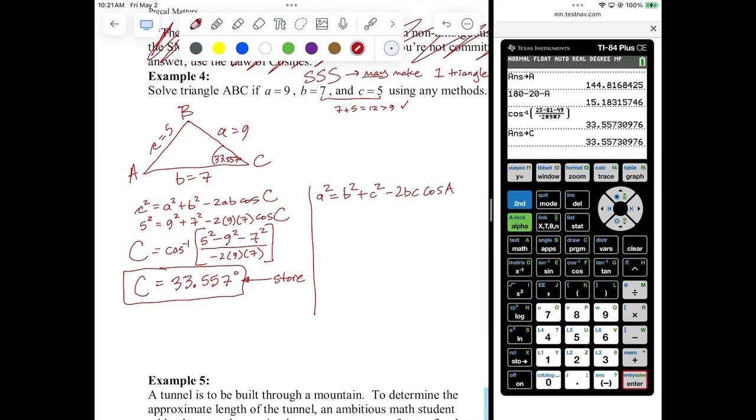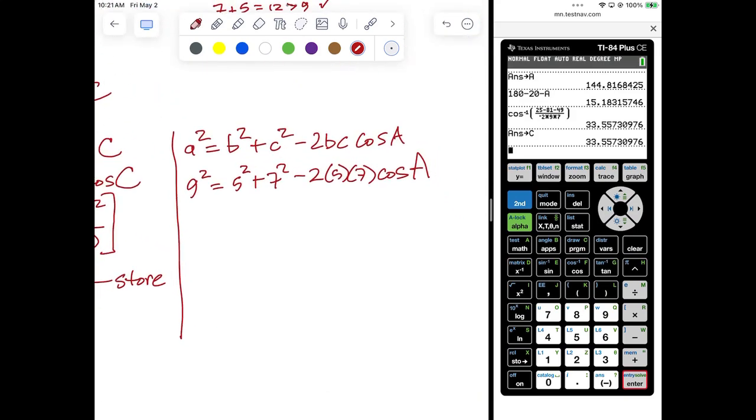And now I'll plug in what I know. I get 9 squared equals 5 squared plus 7 squared minus 2 times 5 times 7 times cosine of angle A. And then once again, we're going to solve for angle A in one fell swoop. So we're going to end up with 9 squared minus 5 squared minus 7 squared all over negative 2 times 5 times 7. And then we take the inverse cosine of both sides, and we end up with that equaling A. It's the same math every time, so you'll get used to it.